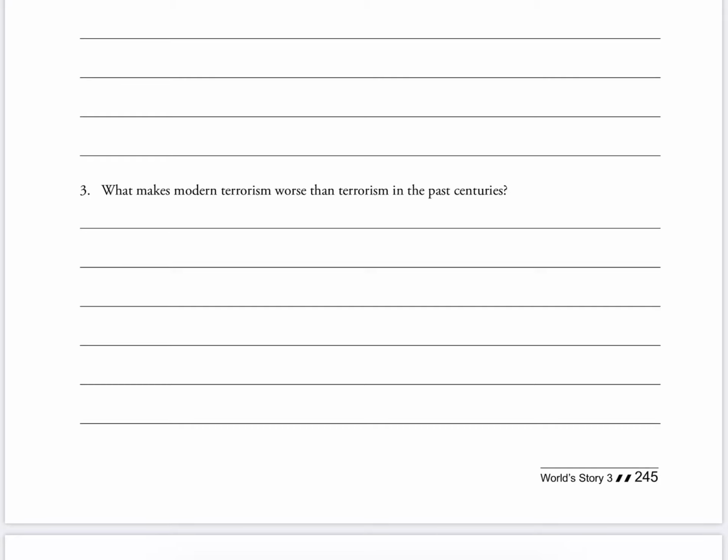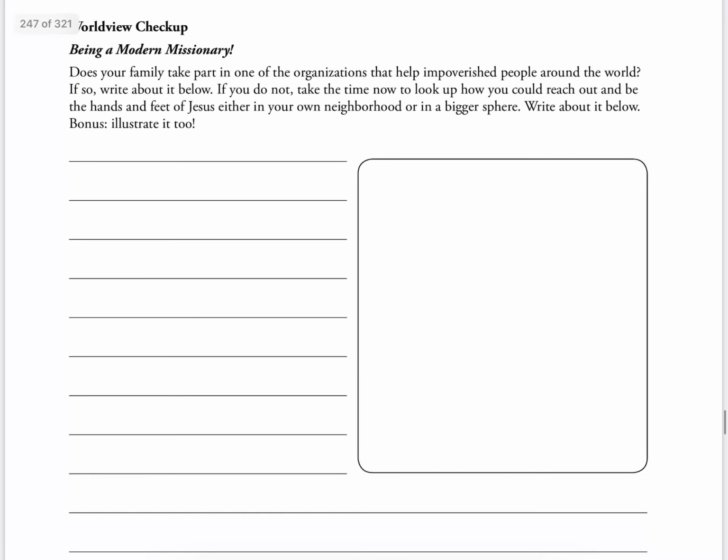With how easily intelligence can be transferred, do you think that it's maybe easier for them to know how to attack and where to attack than maybe it was back then? So just a couple of things to consider before we actually go over the answers.